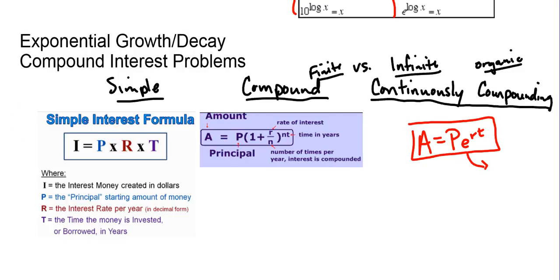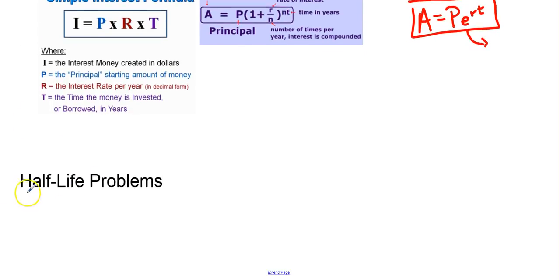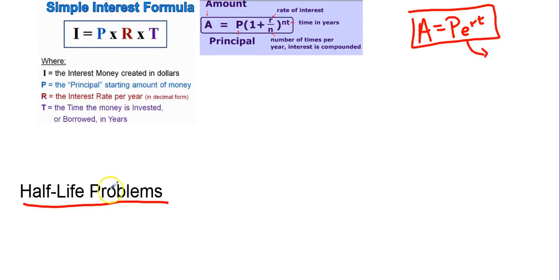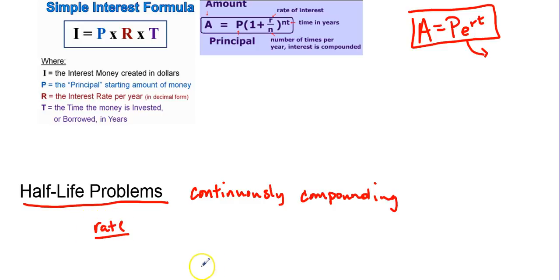compounding. I'm not going to talk much about this, but half-life problems were a big application of this. This is continuously compounding. If you want to think of it in terms of that, this is exponential decay. So you need to make sure that you understand half-life, how to find half-life, how to find rate, and all of those things that are associated with half-life problems.